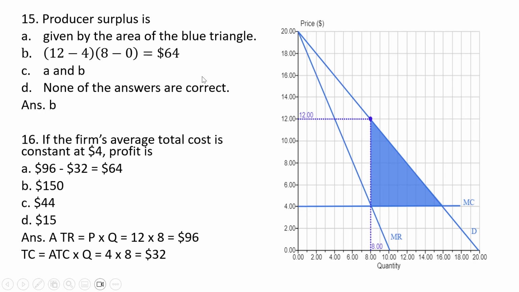The next question says, if the firm's average total cost is constant at $4 per unit, what is the firm's profit? Well, as always, we can think of profit as total revenue minus total cost. So total revenue is price times quantity, or 12 times 8, which is $96. And we can think of total cost as the average total cost times the quantity. So 4 times 8 is $32. So 96 less 32 gives us an answer of $64 of profit. Moving on.